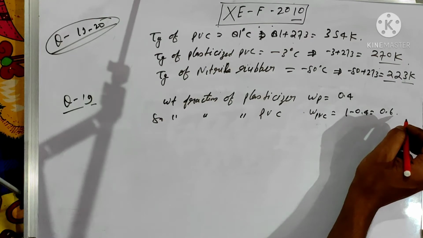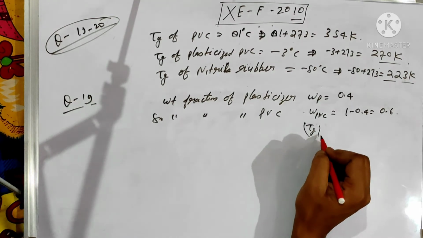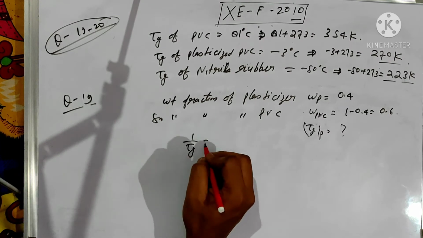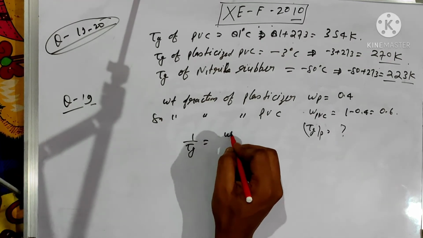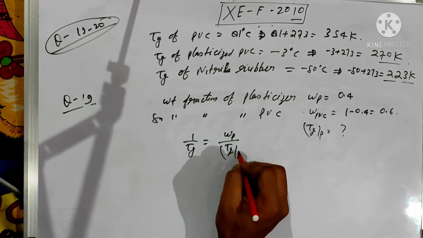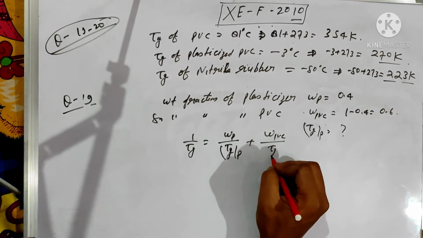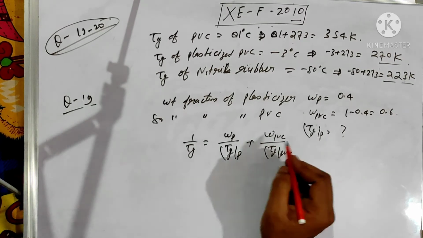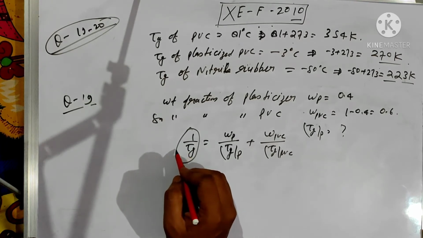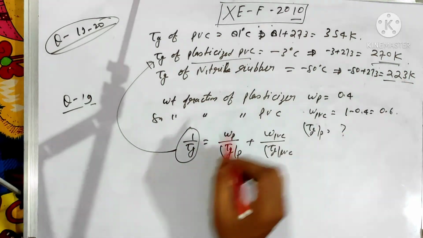Then find out the glass transition temperature of the plasticizer. Now using the Fox equation, 1 upon Tg is equal to the weight fraction of plasticizer divided by the glass transition temperature of the plasticizer, plus the weight fraction of the PVC divided by the glass transition temperature of the PVC. The glass transition temperature of the raincoat, which is the given plasticizer PVC, is 270 Kelvin.